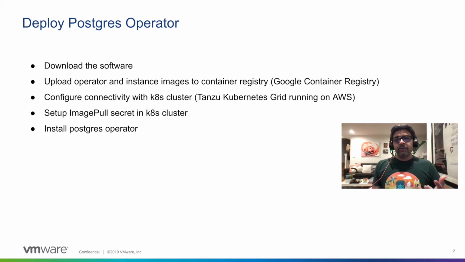I then choose a cluster. In this case, the demo is going to be talking to TKG, or the Tanzu Kubernetes Grid, which is running on AWS. And then we will supply some credentials for the TKG cluster to be able to talk to the container registry and install the Postgres operator.